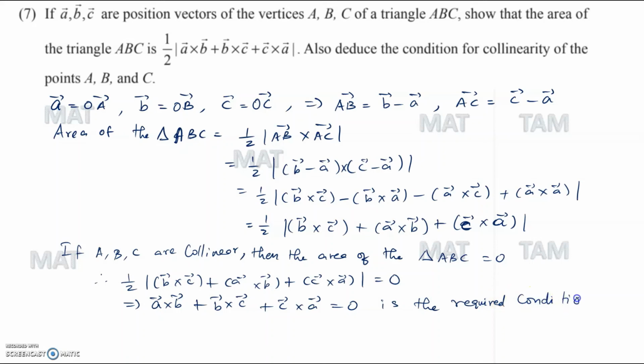is the required condition of collinearity of the points with position vectors A, B and C.